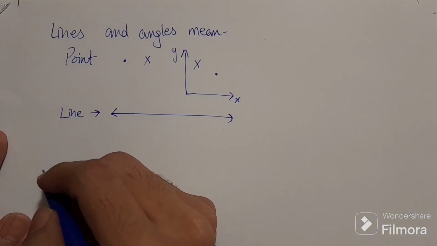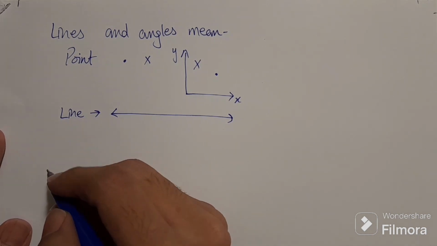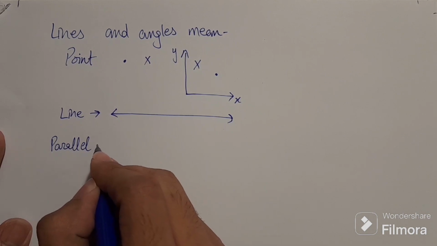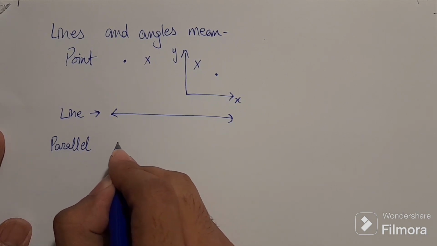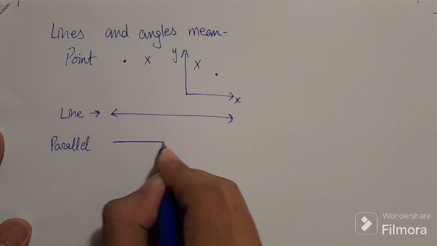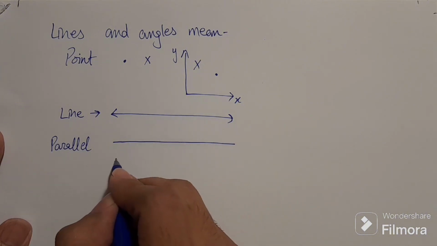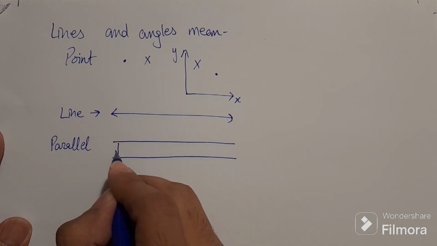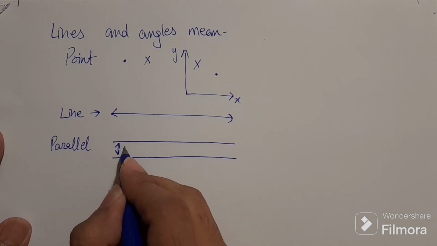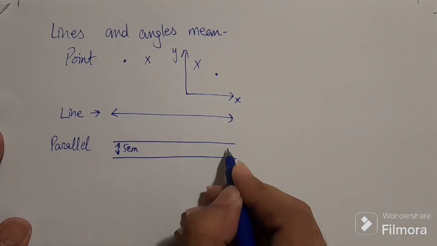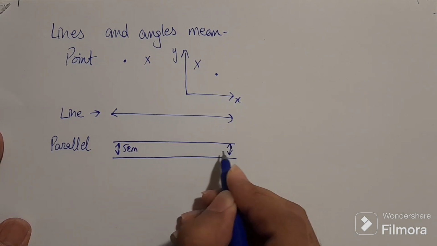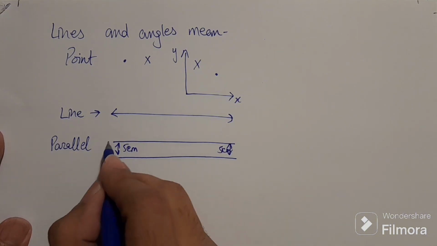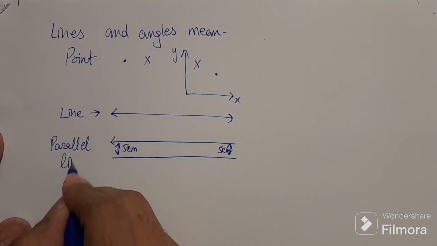The third type is parallel. Parallel means when two lines are moving in the same direction alongside each other at equal distance. So over here the distance between the two lines is 5 centimeters, and also over here the distance between the two lines is 5 centimeters. So these are referred to as parallel lines.